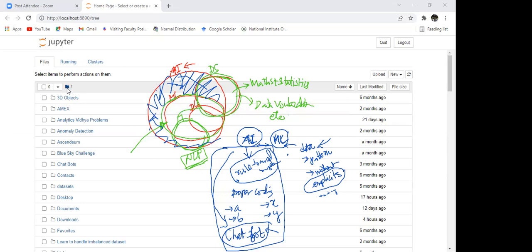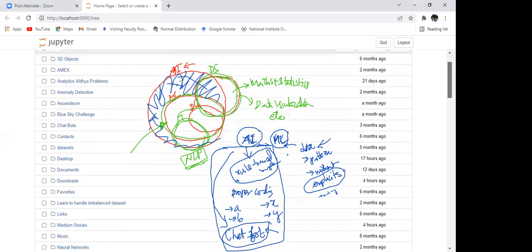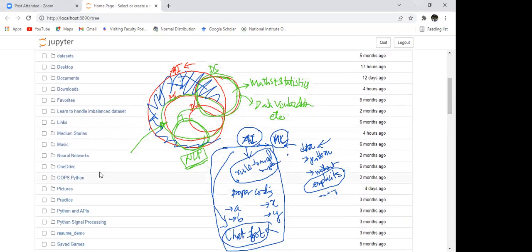Today we will try to cover the role of machine learning in data science. When we talk about machine learning in data science, we talk about 3 particular machine learning algorithms.